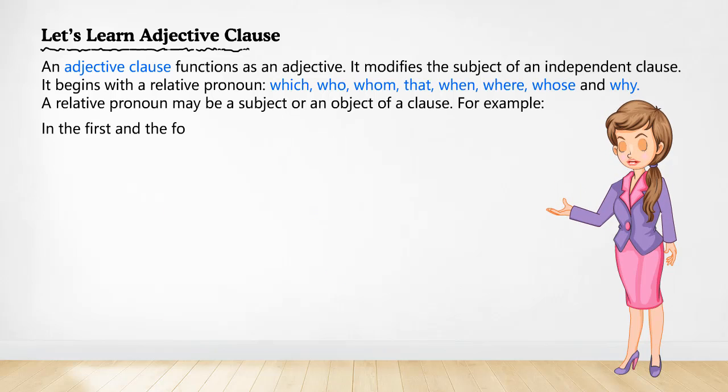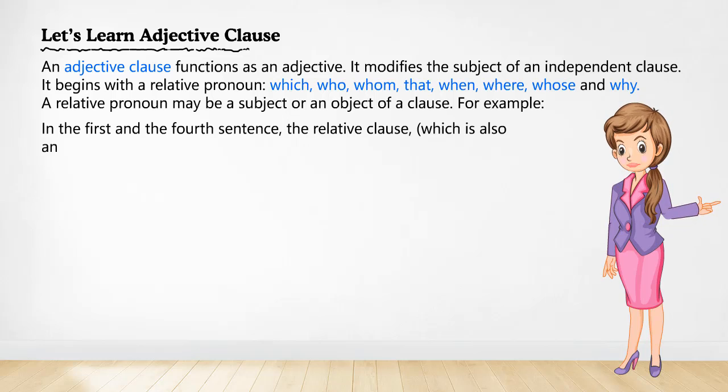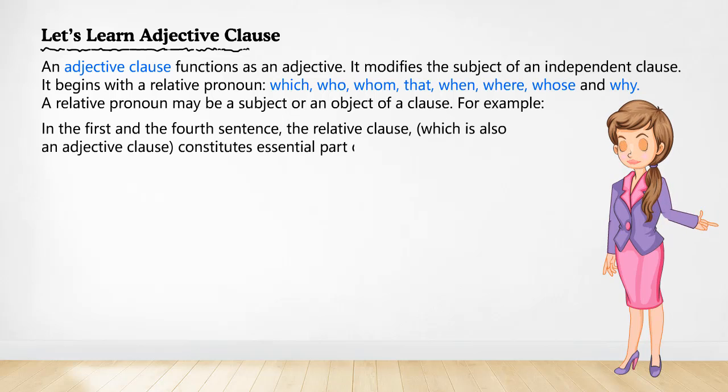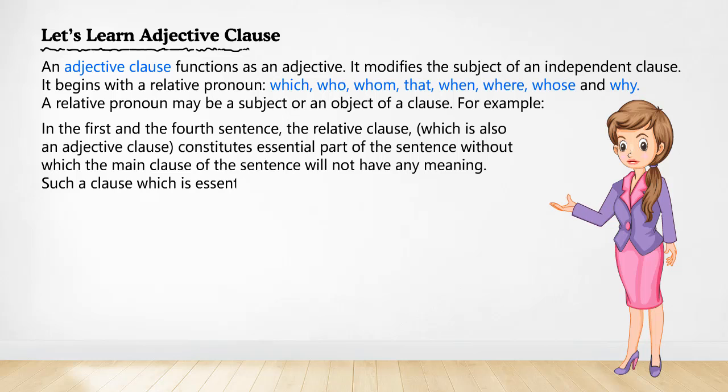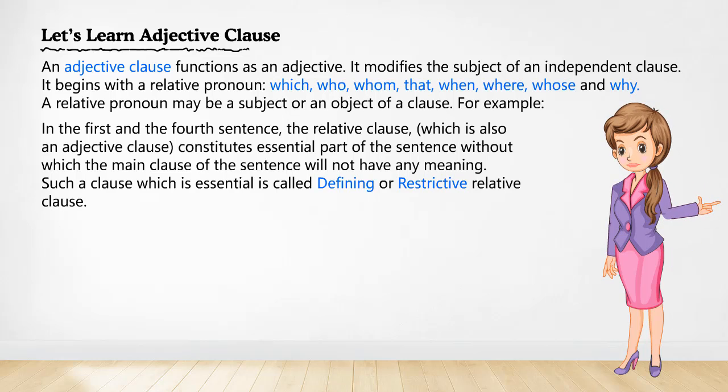In the first and the fourth sentence, the relative clause, which is also an adjective clause, constitutes an essential part of the sentence, without which the main clause of the sentence will not have any meaning. Such a clause which is essential is called a defining or restrictive relative clause.